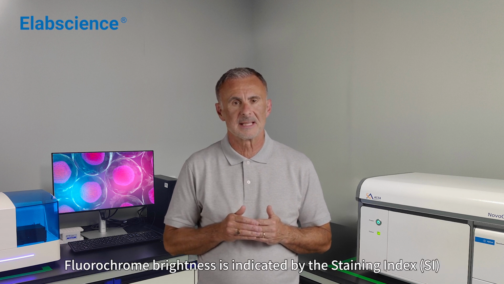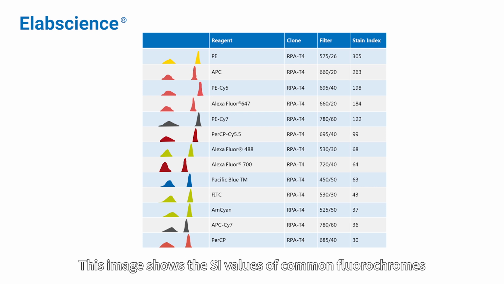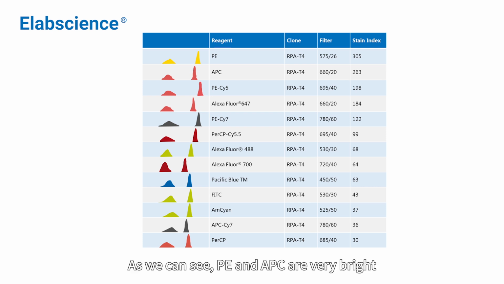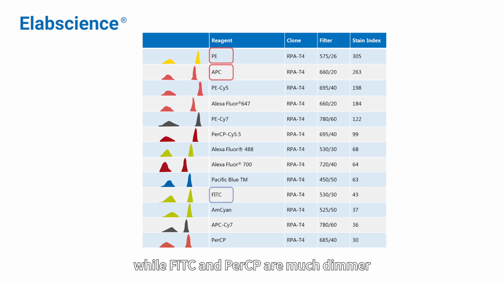Fluorochrome brightness is indicated by the staining index. This image shows the SI values of common fluorochromes. As we can see, PE and APC are very bright, while FITC and PerCP are much dimmer.